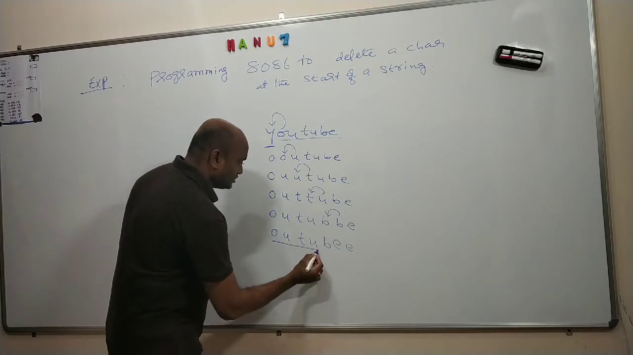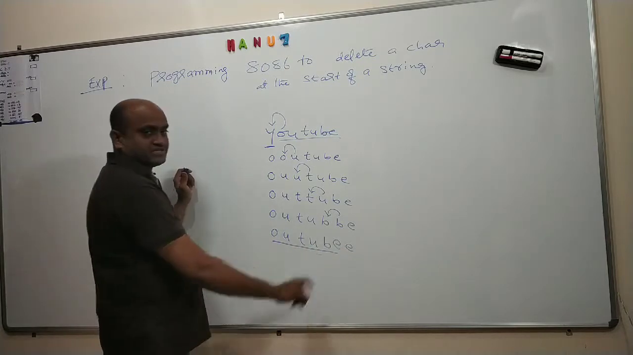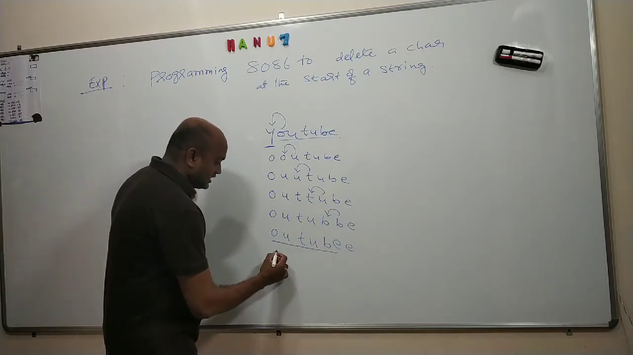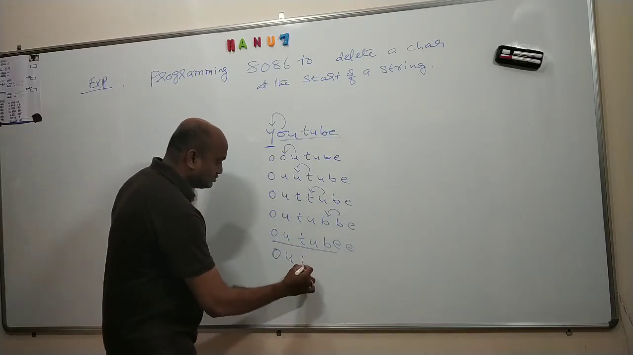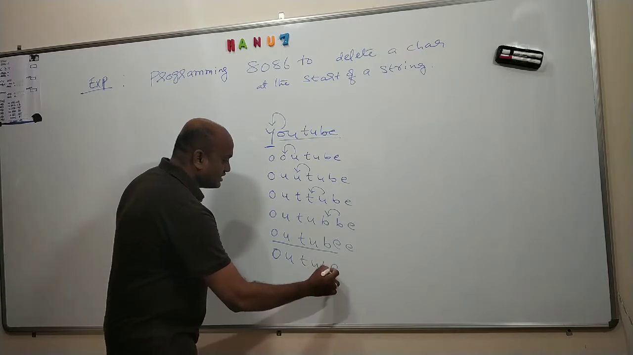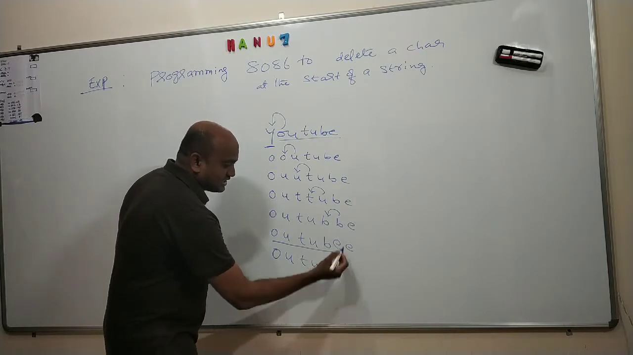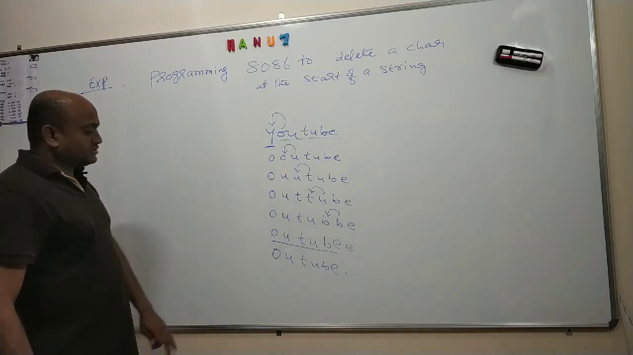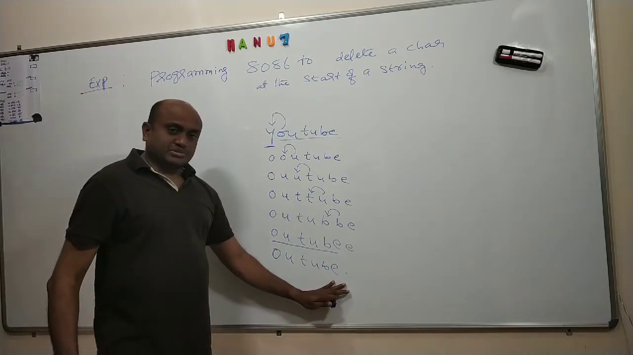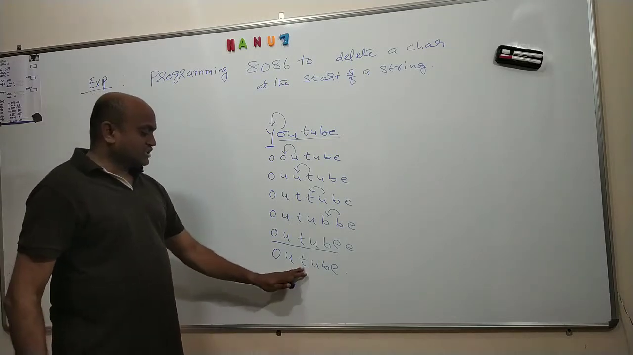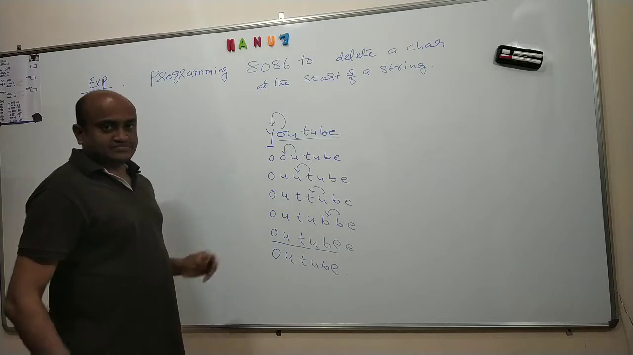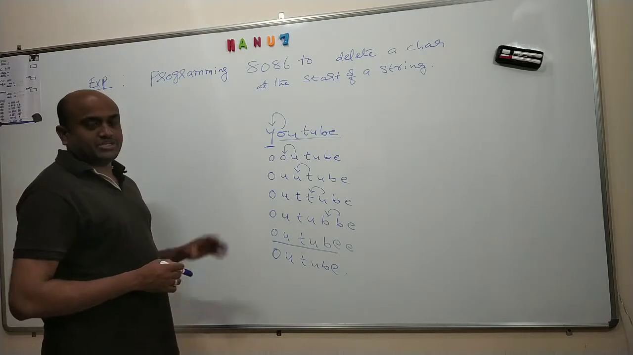I got OUTUBE, but there is one extra character at the end. So in the next step, I will take this OUTUBE, delete this particular last character and replace it with a dot. Then the output will become OUTUBE. The first character of the given string is deleted. So this is the logic we are going to implement in the program.